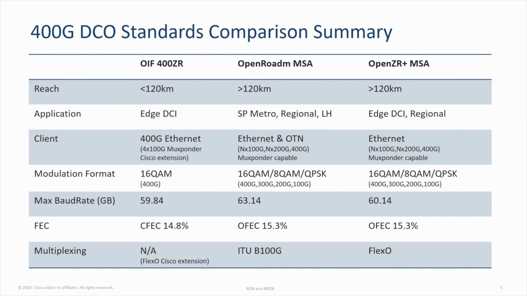This is a quick summary of the differences between standards. The audience could go through it in more detail later, together with the reference readings at the end of this presentation. Please note that the OIF 400ZR standard only supports 400G transponder mode. However, Cisco does offer an extension for 4x100G muxponder mode.